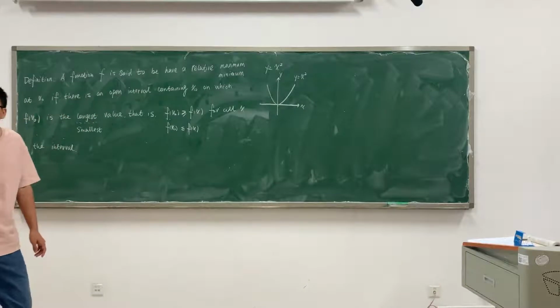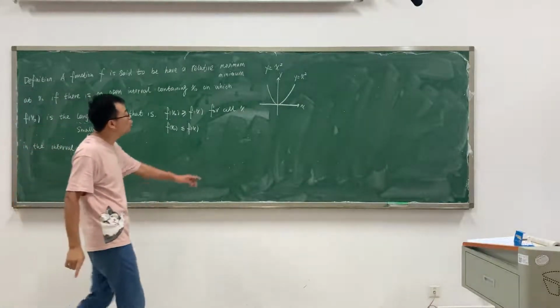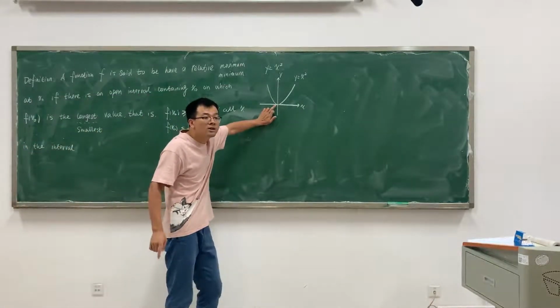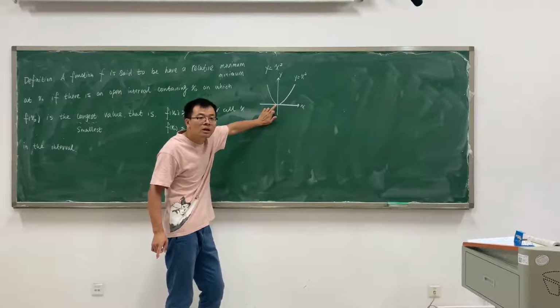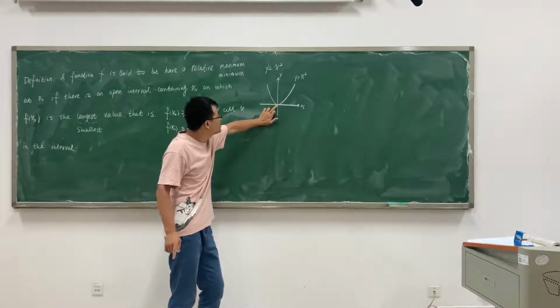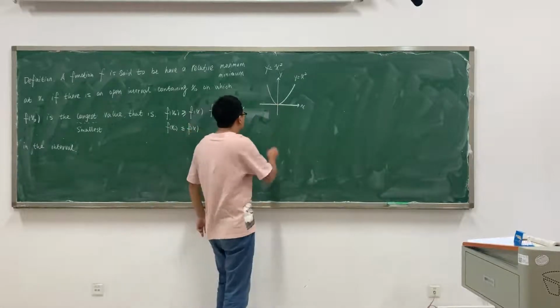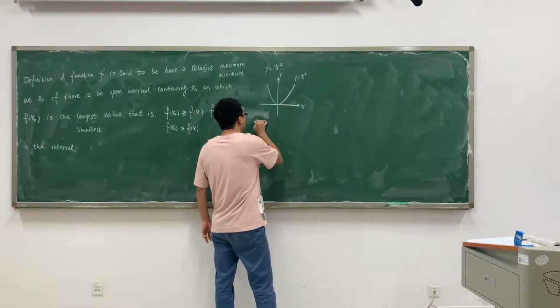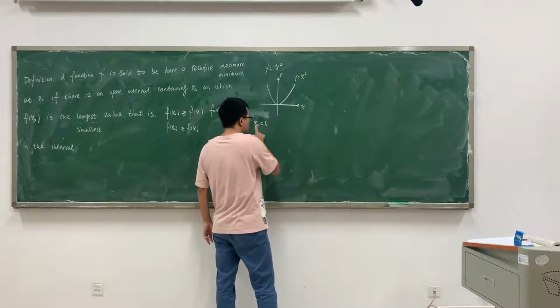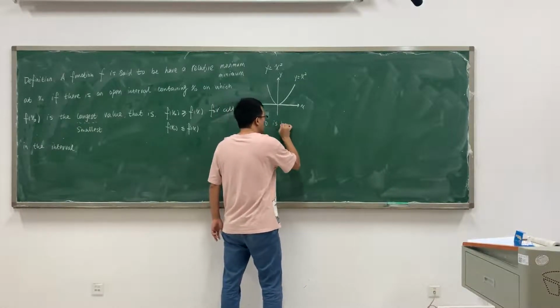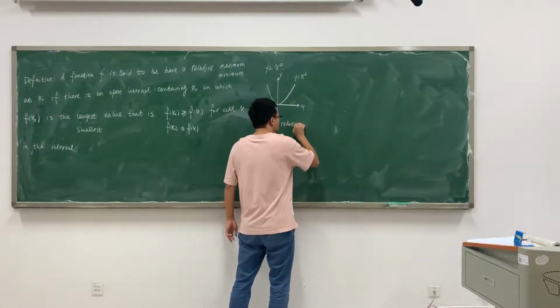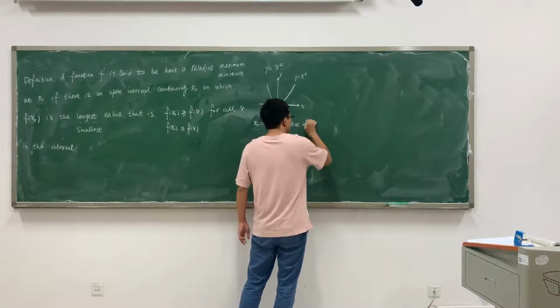Now it's easy to see that the point 0, x0, is the relative what? Is this point a relative minimum or maximum? Minimum, yes. So this point, x0 equal to 0, is the relative minimum.